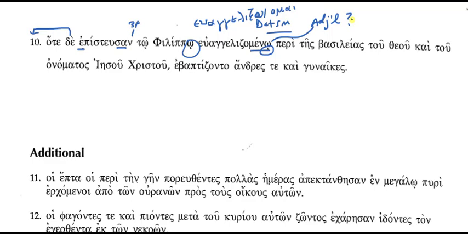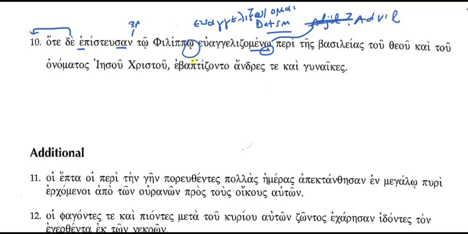No. Remember, attributive position is when the noun is definite, the attributive adjective or participle will have the article before it. So if I sandwiched the participle between the tō and the Philippō, that would be attributive, first attributive position. If I had another article, tō Philippō tō euangelizomenō, that would be attributive. But this is actually in a predicate position, isn't it? Or it's technically not a predicate position because I don't take this as an adjectival function. This actually is adverbial, okay?